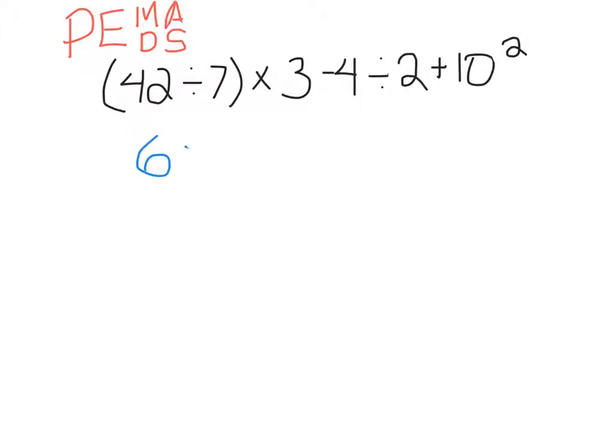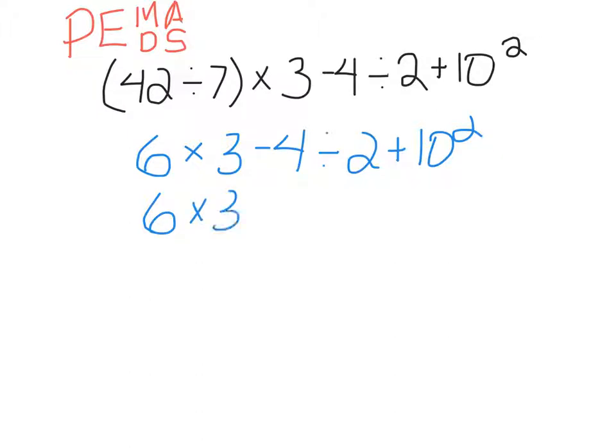Then we can rewrite the problem. 6 times 3 minus 4 divided by 2 plus 10 squared. So we've taken care of all of our parentheses. The next one would be E, exponents. Right here we have an exponent, 10 squared. So 10 squared would equal 100. So we just recopy 6 times 3 minus 4 divided by 2 plus 100. Now we've taken care of the first two.